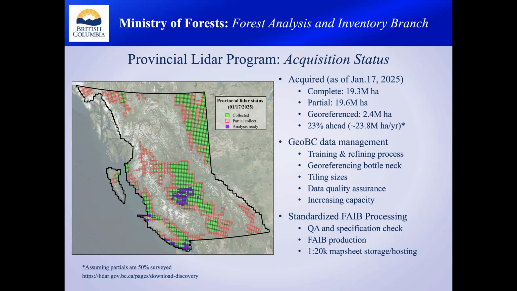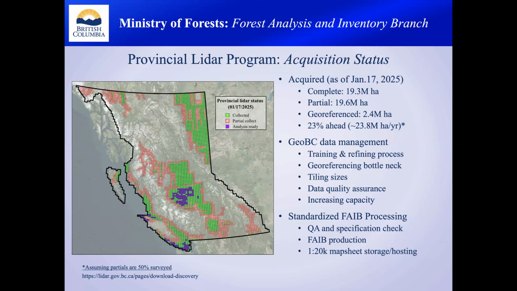There is a bit of a bottleneck in terms of the ground control with the vendor, so it's a little bit slow to get out of georeferencing. But they're going back on some of the processes with tile size and things like this, as well as data quality assurance initially. It seems that GOBC and the vendor have resolved a lot of those issues. So they're really increasing the capacity, and the data are coming in pretty quickly now.